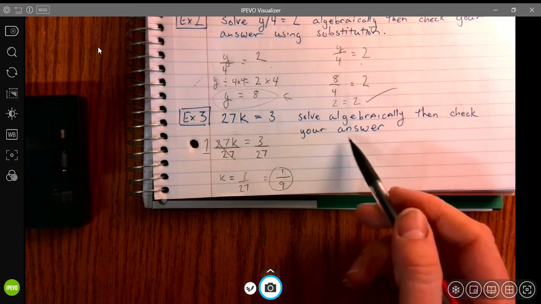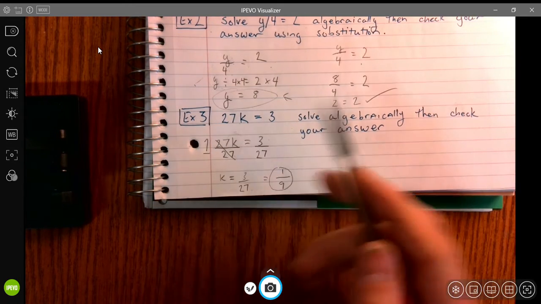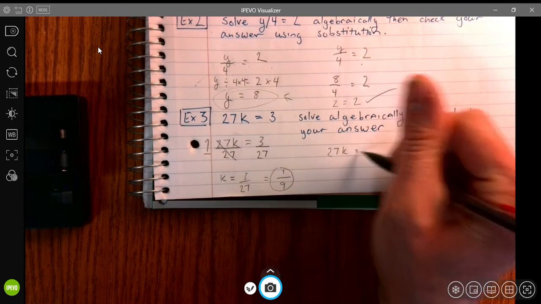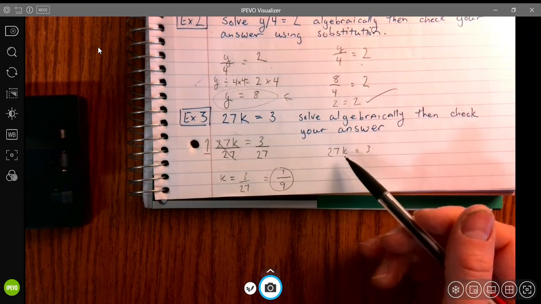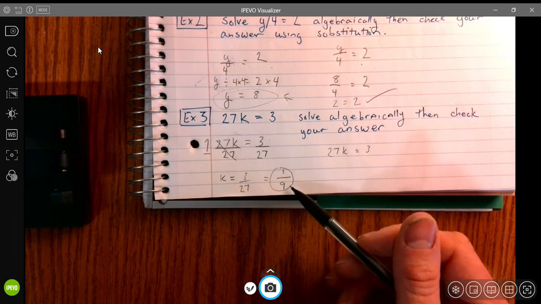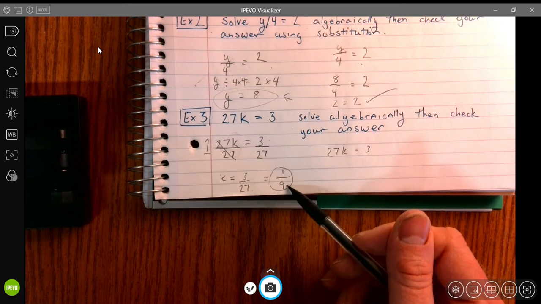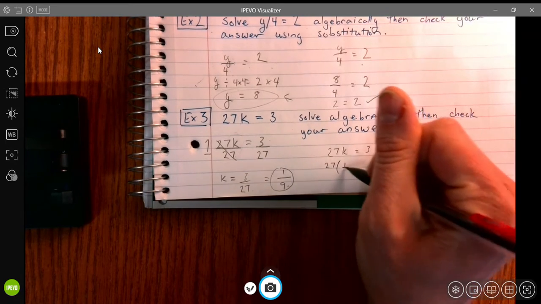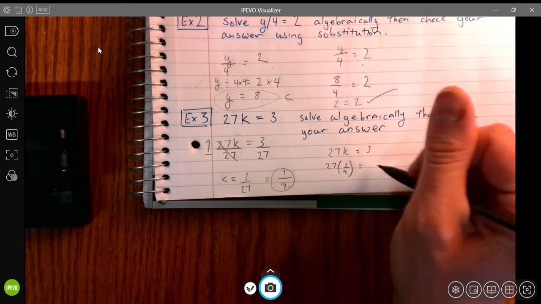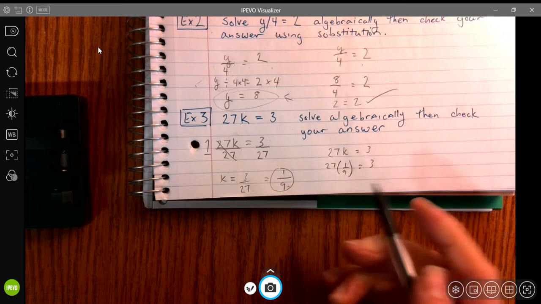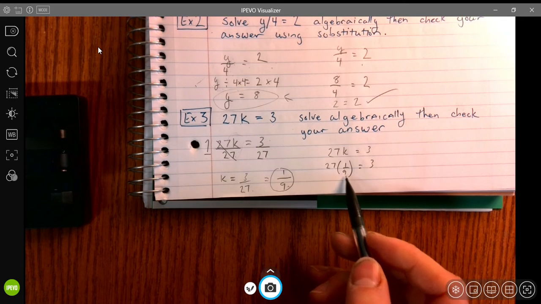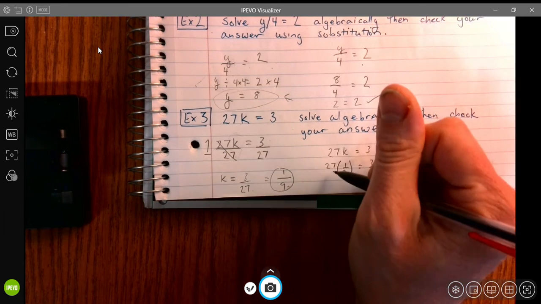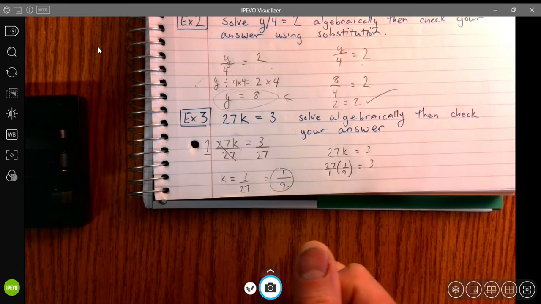Now we're going to check our answer using substitution. So I'm going to go back and write down this original problem. 27k equals 3. Now everywhere I see a k, I'm going to plug in a 1/9. So I have 27 times 1/9 equals 3. If I can put this 27 over 1, so they're both fractions.